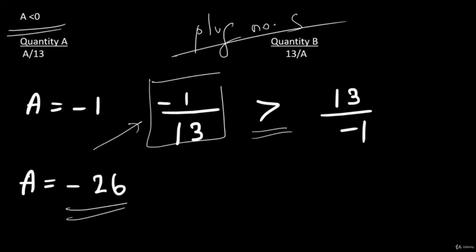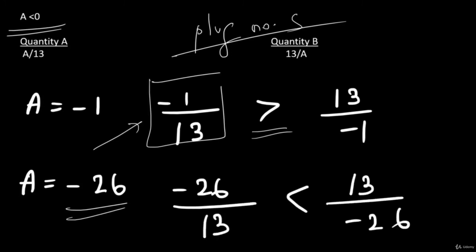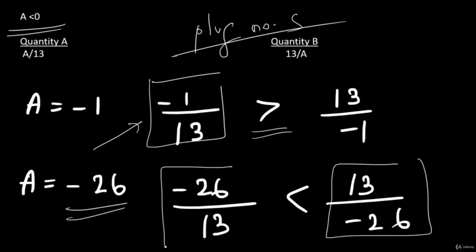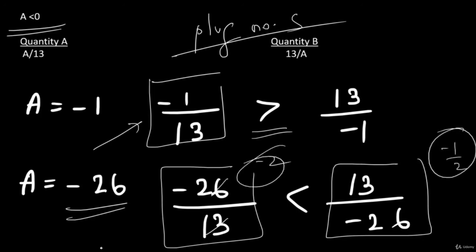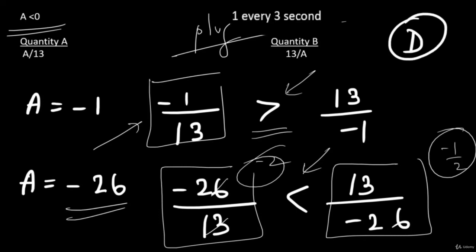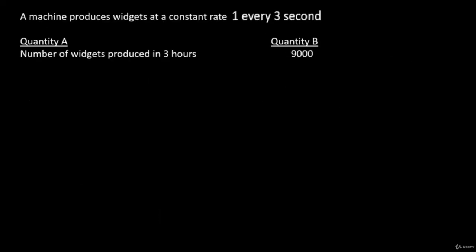Alright, now in this case, my quantity A is minus 26 by 13 and quantity B is 13 by minus 26, right? So clearly this one is greater than what we have over here, right? So this is minus 2 and this is minus 1 by 2 and minus 1 by 2 is greater than minus 2. So we have a scenario where the situation is reversing and hence the correct answer to this question is option D.